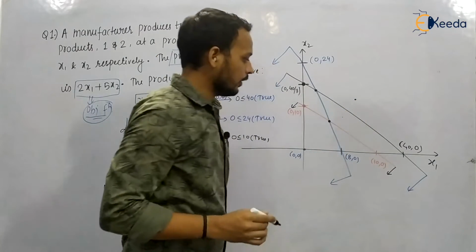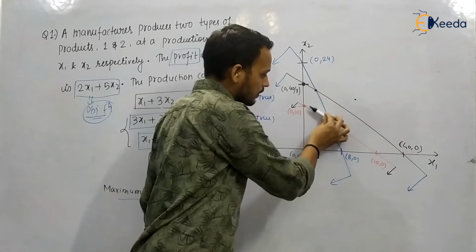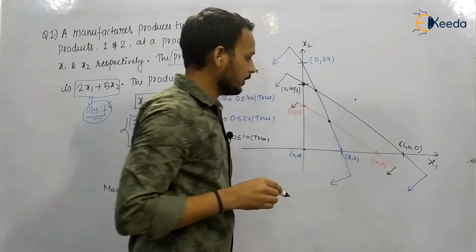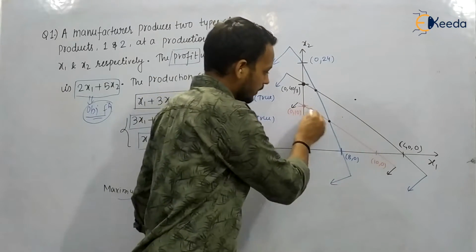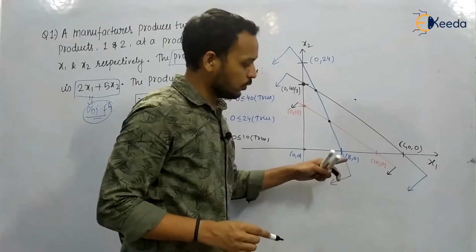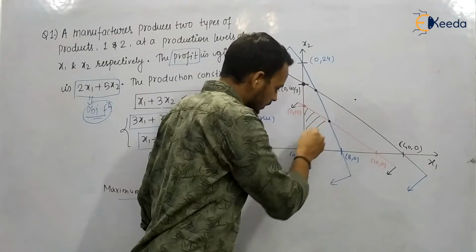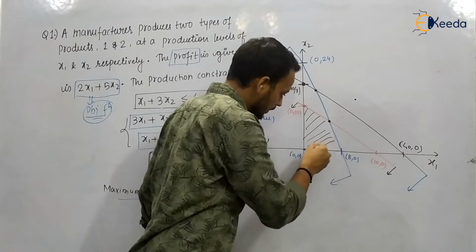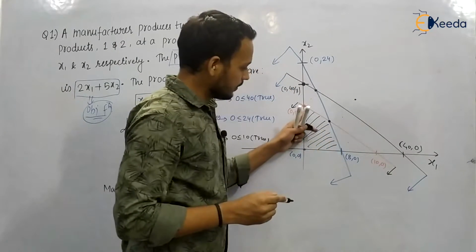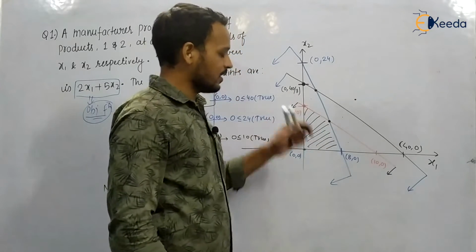If you are going to take a point here, it is not going to satisfy this blue color line constraint and this red color line constraint. So this is not our feasible region. If you are going to take a point here, this will not satisfy this red color constraint. If you are going to take a point here, then this is not going to satisfy this blue color line constraint. It means if you are going to take a point in this region, it will satisfy all the constraints simultaneously.